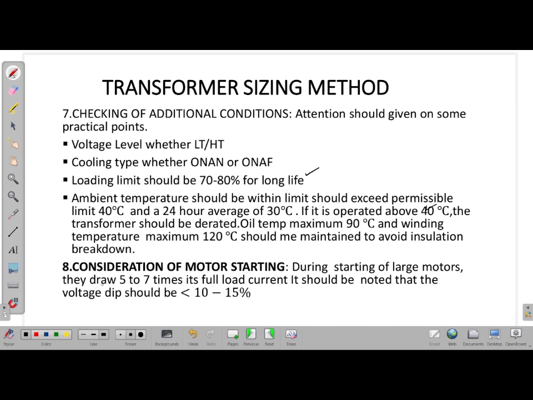Similarly, we consider the motor starting. When the load is industrial load, several large motors are connected to the power system. Normally a motor draws 5 to 7 times its full load current. And when it is started, there will be voltage dip, and that voltage dip should always be less than 10 to 15%, not more than that.